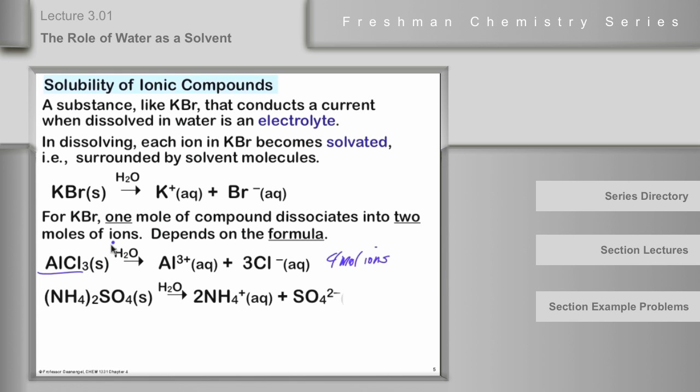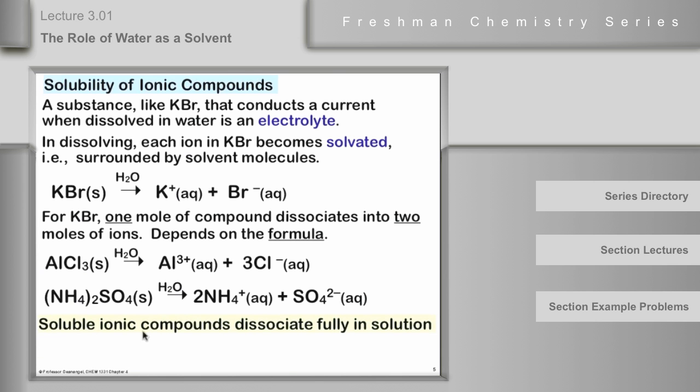In addition to that, if we take something like ammonium sulfate, we know the ammonium ion and the sulfate ion, the latter having 2 negative charges, is going to require 2 of the former. And we will get 2 ammonium ions and 1 sulfate ion per mole of ammonium sulfate. So that'll be 3 moles of ion. And so all we have to do to determine how many moles of ions are in a solution is to look at the formula and know the number of moles of the compound whose formula we have. Okay?